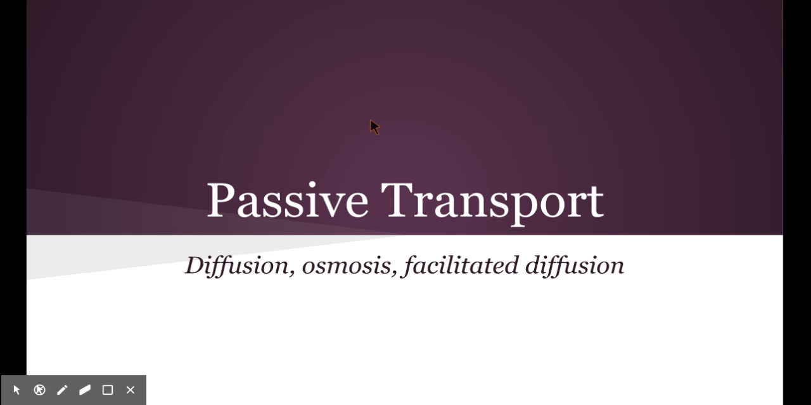There are two types of transport or movement across the cell membrane. There's passive, which does not require energy, so no ATP is required. And there's active, which does require ATP. It does require energy to move things across the membrane. The three types that we are going to be talking about are diffusion, osmosis, and facilitated diffusion.